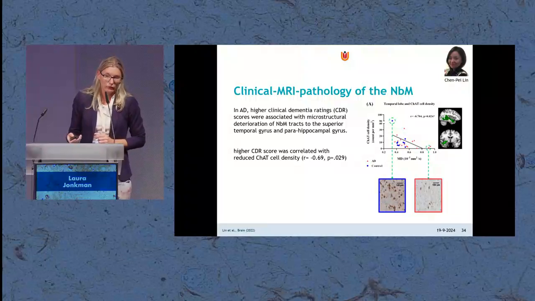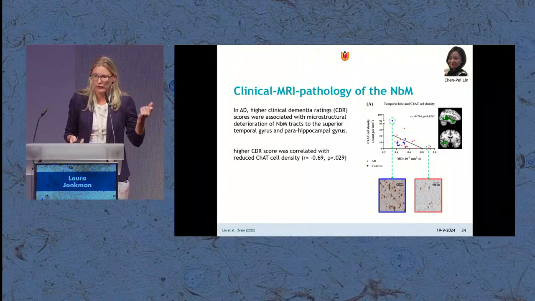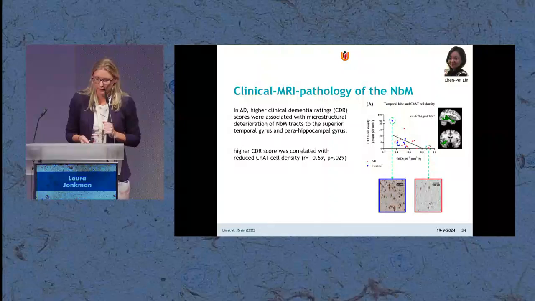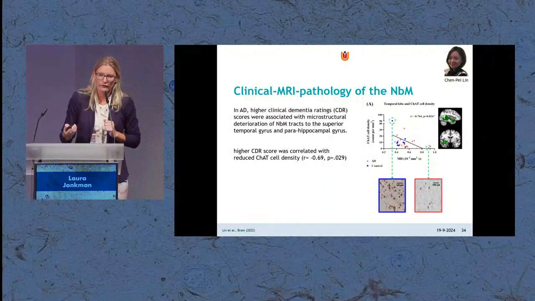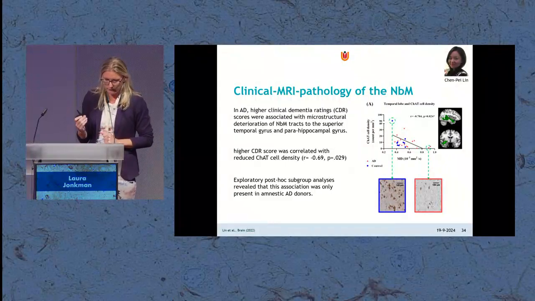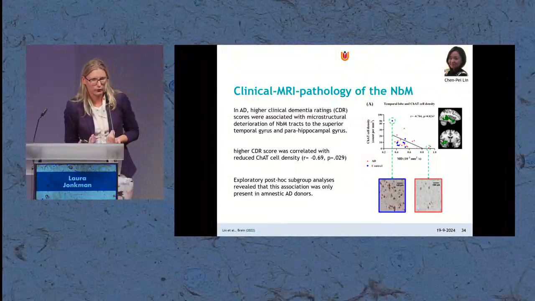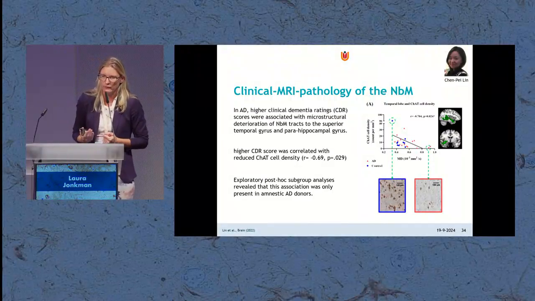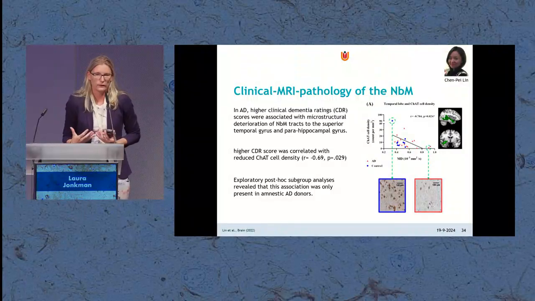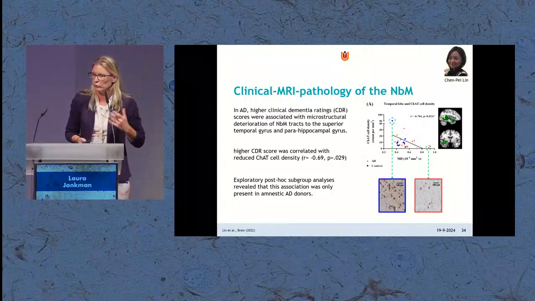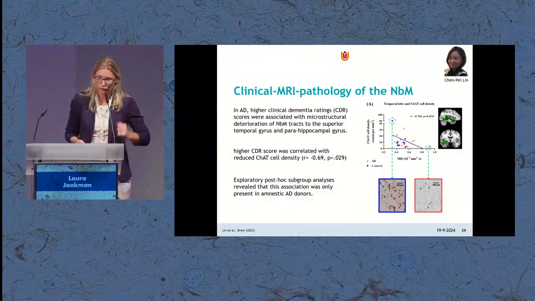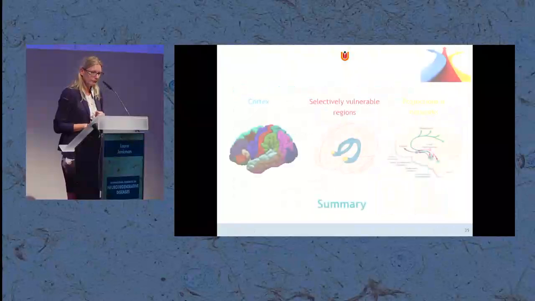What was interesting about the study, other than that we were able to pick this up within the NBM but also in its projections towards the temporal cortex, is that this was specifically present only in the amnestic donors. So it is some kind of stratifying method that this microstructure could have in the cholinergic system towards amnestic and non-amnestic AD donors. And of course towards translation towards patients.